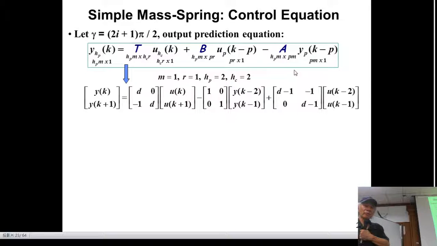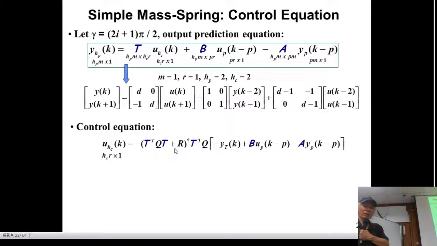After you get the output prediction matrix, you can solve these control equations, and that's the way you will do it. This is a very simple example in your homework 10, so you can just follow it. I just showed you on the new slide how to form the V matrix. Then from that V matrix you solve alpha and beta, then from alpha and beta you solve the T matrix, B matrix, and A matrix. From there you can solve to get your control equation like this.